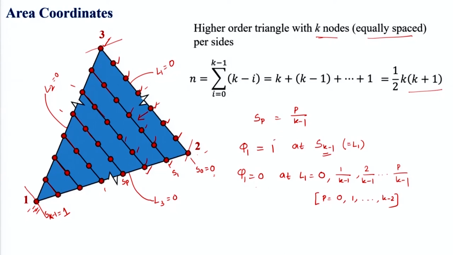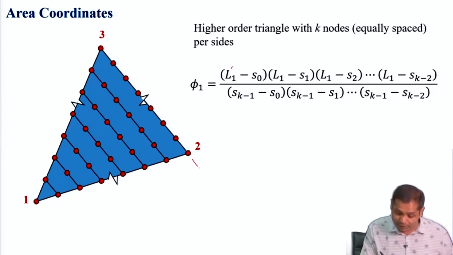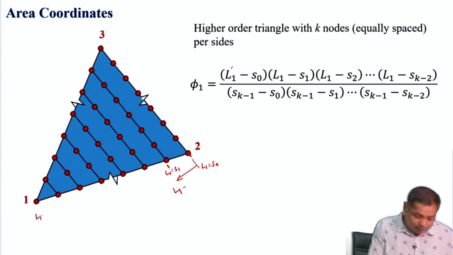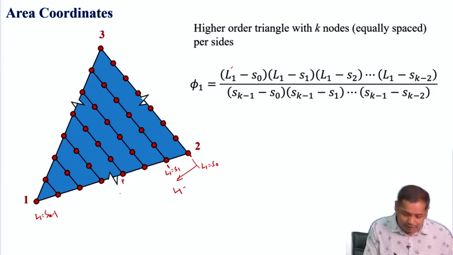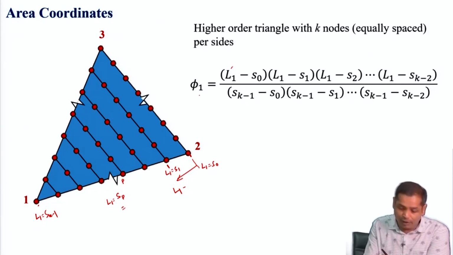If you recall the serendipity element, we actually tried to construct the shape function for a serendipity element involving similar kinds of interpolation properties. So these are the conditions we have. Now these conditions can be satisfied by taking the shape function like this. So L1 is the coordinate in this direction. Please note L1 is the coordinate in this direction. At this point L1 is equal to S0, here L1 is equal to S1, and here L1 is equal to S_{k-1}. And at some point P, L1 is equal to Sp. So except for this node, at all other nodes phi 1 should be equal to 0.